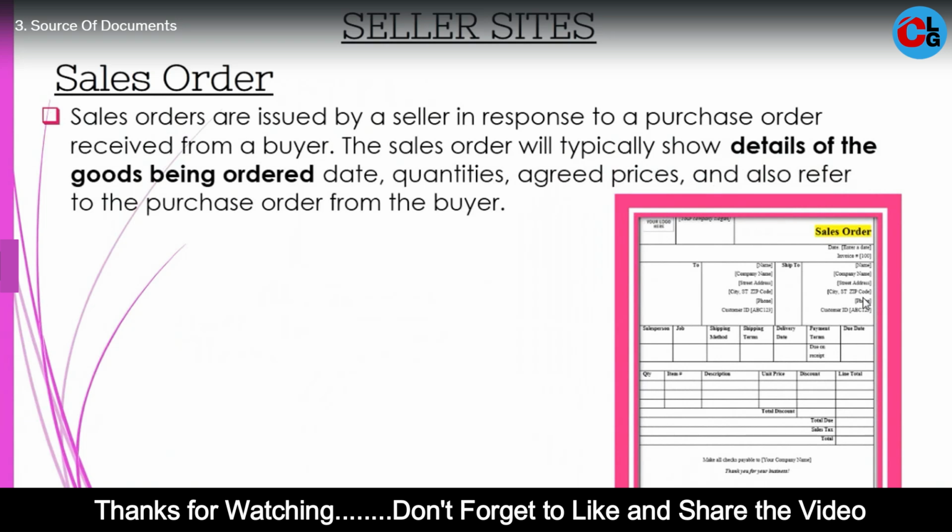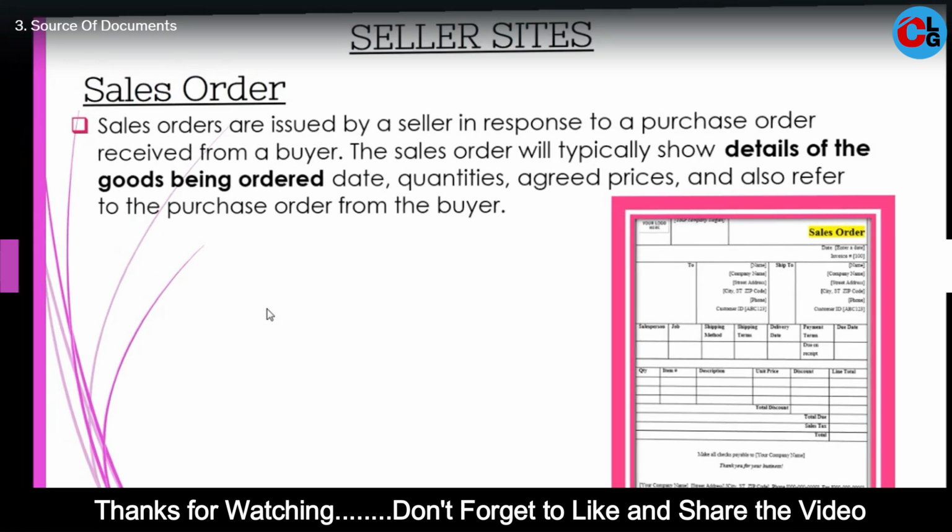The first source document is the sales order. So the sales order symbol, you can see here. The sales order is issued by a seller in response to the purchase order received from a buyer. The sales order will typically show the details of goods being ordered, date, quantities, agreed price, and also refer to the purchase order from the buyer. So the sales order is sent or issued by a seller to buyers, right?